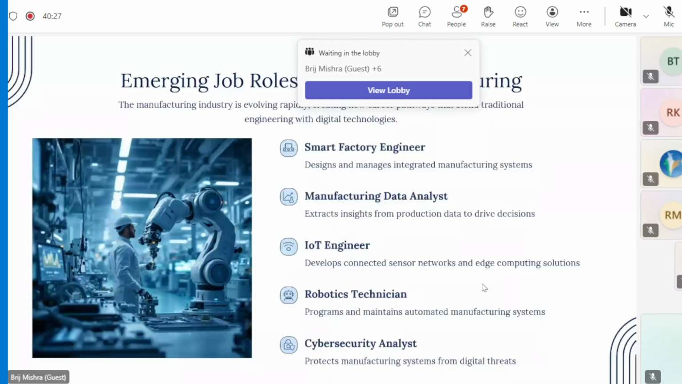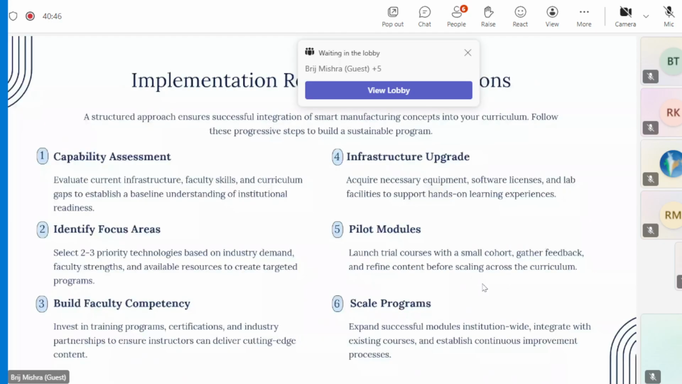And once they are out from the institution, they can join the job. So this is something I think we should be aiming for as an institution. Then our motive will be fulfilled. So I have tried to create some points related to a roadmap, how this can be achieved.